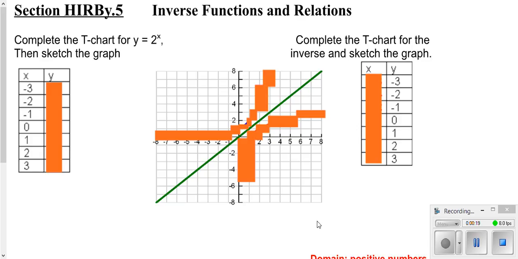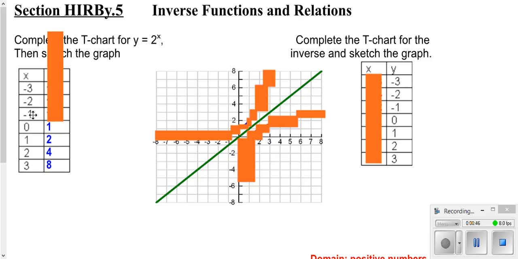So if I gave you y equals 2 to the x, we could go ahead and make ourselves a t-chart. So here I put down some numbers for x, take 3 and plug it in, so I'd have 2 cubed, which you guys know is 8. Then I'd plug in 2, and I have 2 squared, which you know is 4. Then 2 to the first. Then it would be 2 to the 0. Remember, anything to the 0 is 1.